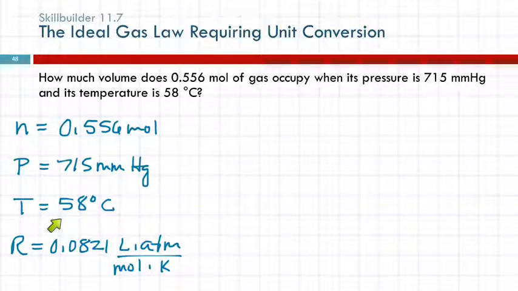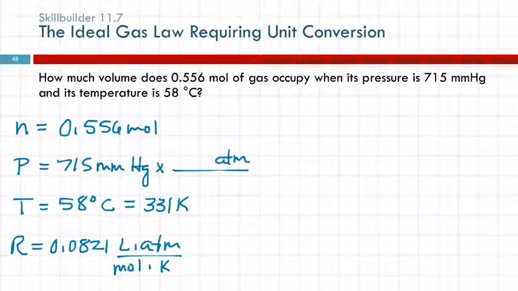Temperature, always, always, always in kelvins. So let's convert that to kelvins. 58 plus 273, 331. So we got that taken care of. Moles of gas, that's fine, but we do need to change the pressure to atmospheres. The relationship between millimeters of mercury and atmospheres: 1 atmosphere is equal to 760 millimeters of mercury. You will save yourself a lot of time if you memorize that, but I will give it to you. So 715 times 1 divided by 760.